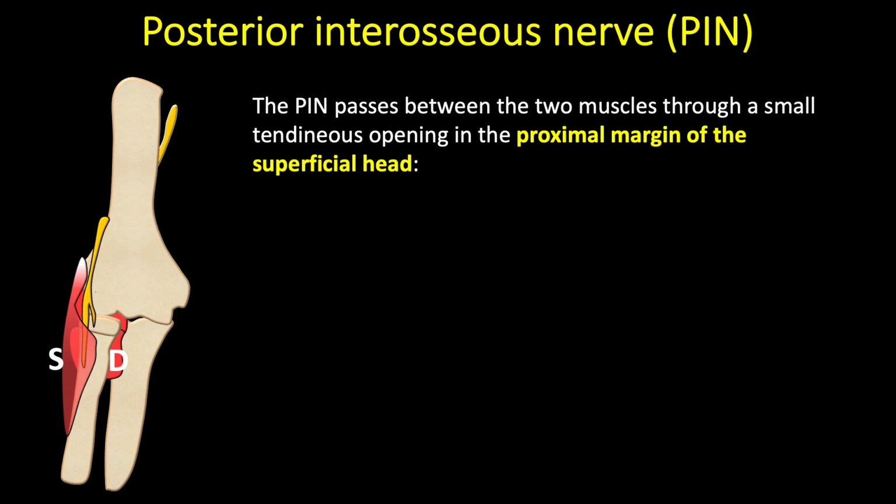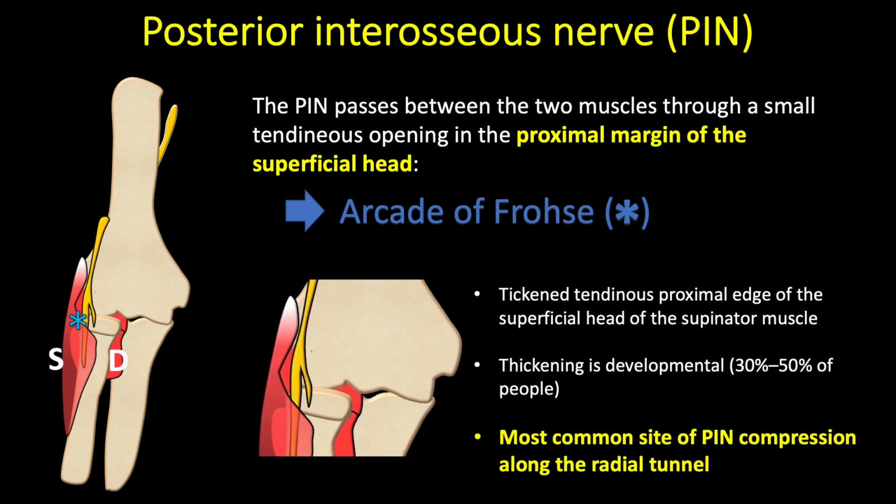This opening is heart-shaped and represents the so-called arcade of Frohse, which is here depicted with an asterisk. The arcade of Frohse represents a thickened tendinous proximal edge of the superficial head of the supinator muscle, whereas normally this proximal edge is thin and membranous. This tendinous thickening is developmental and occurs in 30 to 50% of people, most likely due to repetitive pronation and supination movements. As a matter of fact, this represents the most common site of posterior interosseous nerve compression along the radial tunnel.